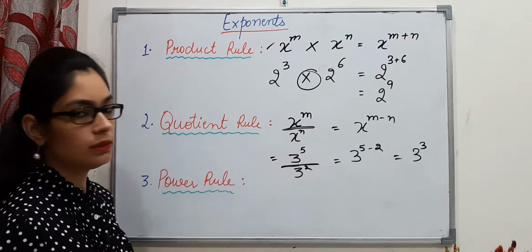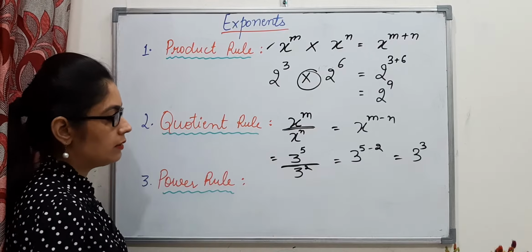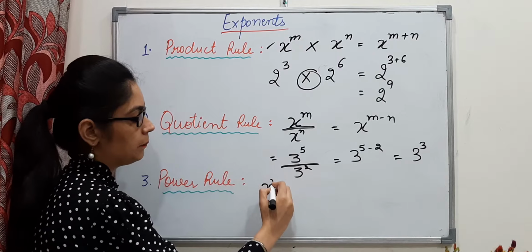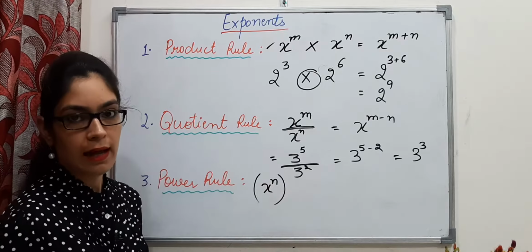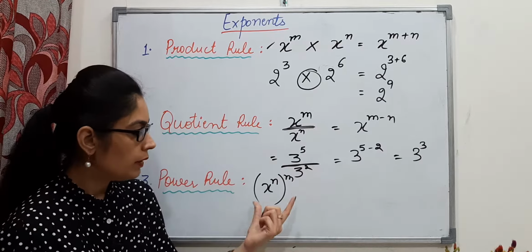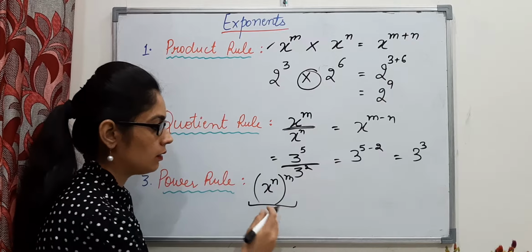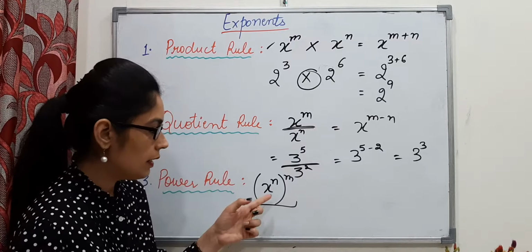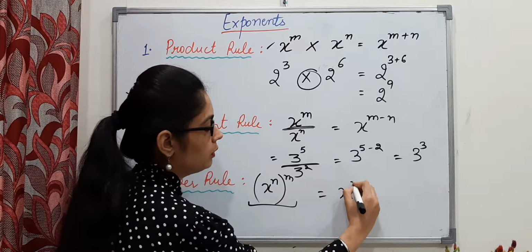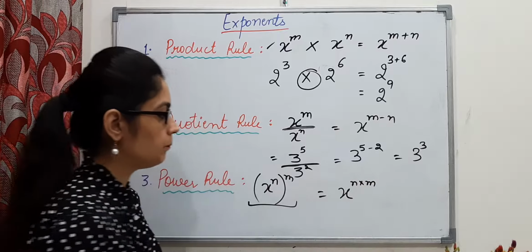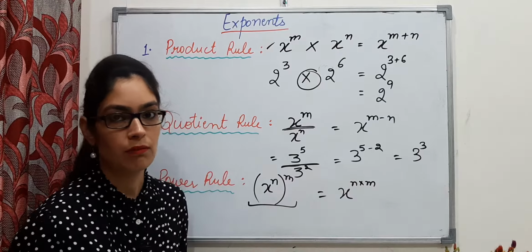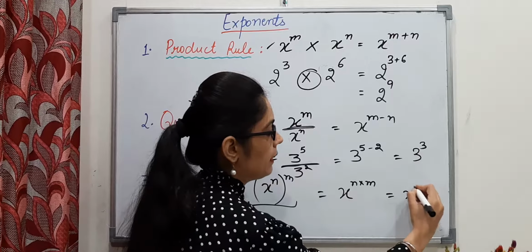Now let's proceed towards the power rule. Power rule is very simple. If I have any number x, we have its power x to the power n, and here we have a bracket and the other power m. According to the power rule, when one number is already written with a power and then a bracket is there and another power is written, then both the powers will get multiplied. N into m, will finish off this bracket, and both the powers will get multiplied. So x to the power nm.